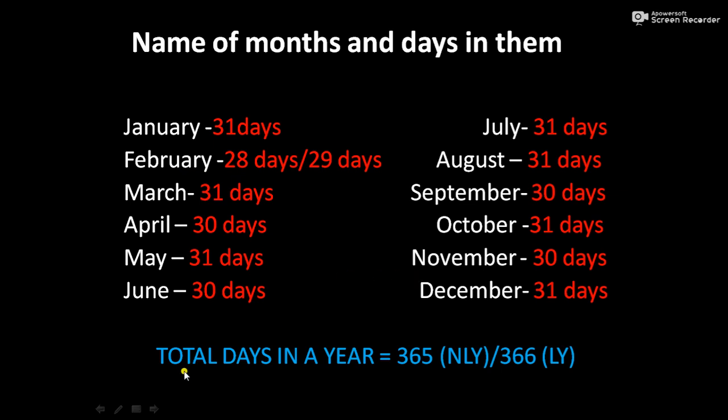So here we have total days in a year equal to 365 in a non-leap year. Here NLY means non-leap year, and 366 days in a leap year.